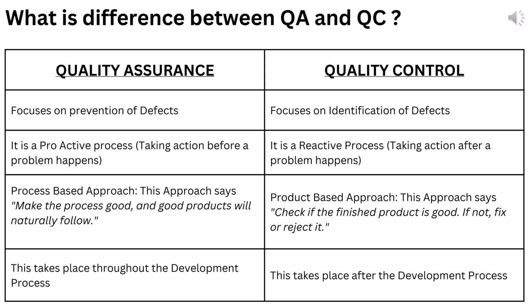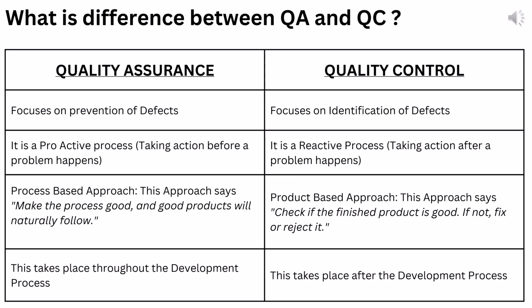In this slide, we are going to talk about the difference between quality assurance and quality control. Here I have given you a side-by-side comparison between both of these terms so that we can have an effective understanding of them. Quality assurance focuses on the prevention of defects, but quality control focuses on the identification of defects.